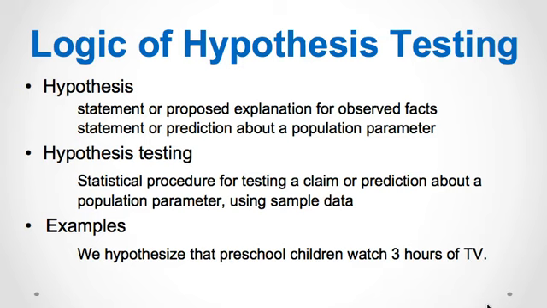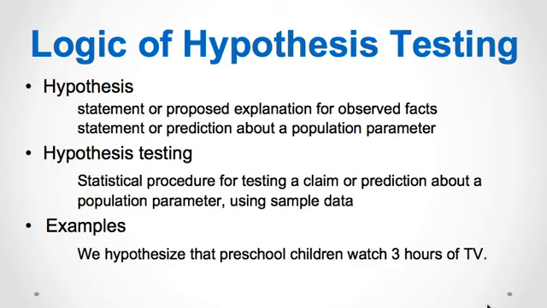Before moving on, let's quickly define hypothesis. It is a statement or proposed explanation or prediction for an observation, a phenomenon, or a scientific problem. A hypothesis is always a statement about a population parameter. The way we evaluate samples to learn more about the characteristics in a population is called hypothesis testing. Hypothesis testing is just a systematic way to test claims or ideas about a population. It is a statistical procedure for testing a claim or prediction about a population parameter.